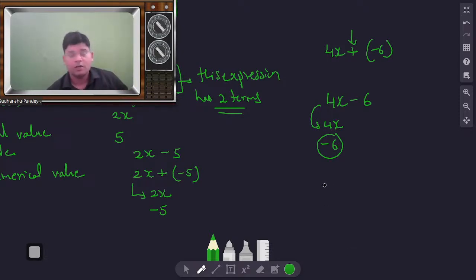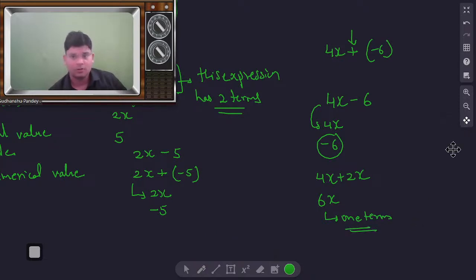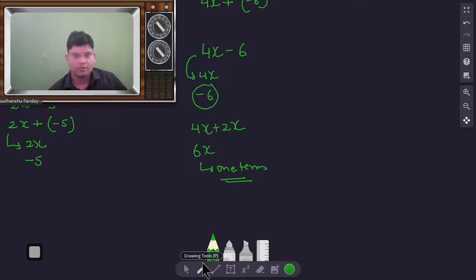Okay. Now if I ask you how many terms are there in 4x plus 2x. So somebody may say, sir, there are 2 terms. But there are no 2 terms. Why? Because if we add 4x plus 2x, they are going to be 6x. So it's one term. So there is only one term in this. Understood? Yes, sir.